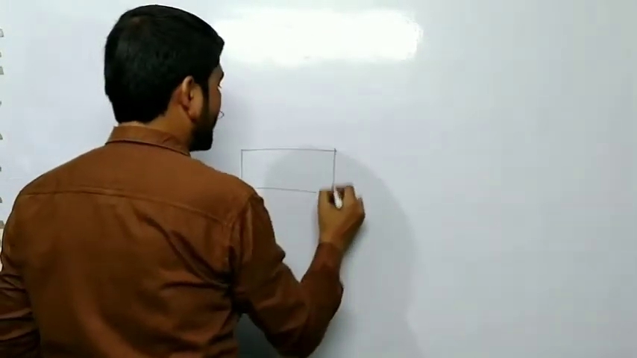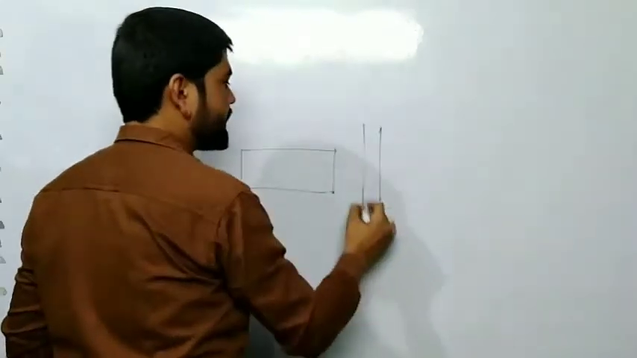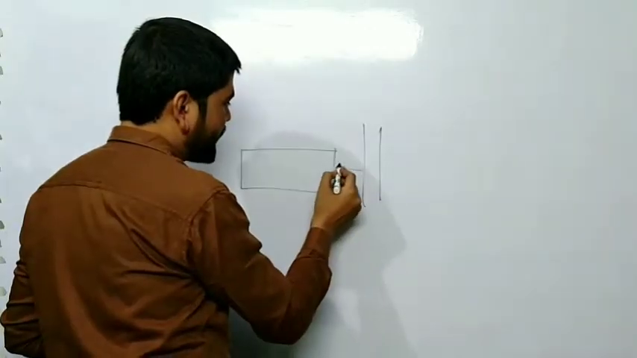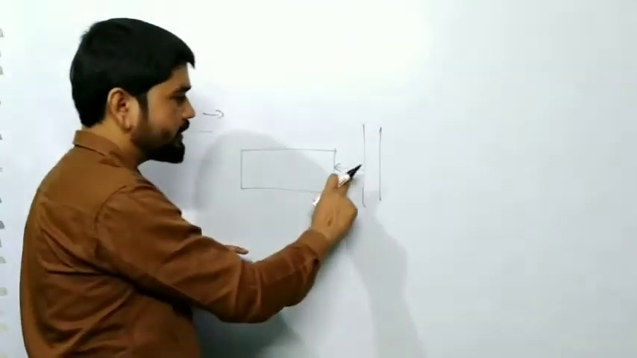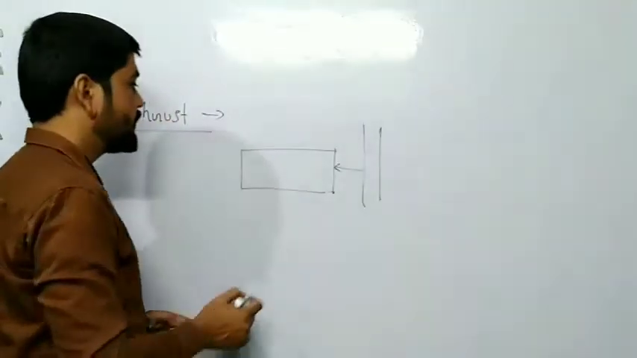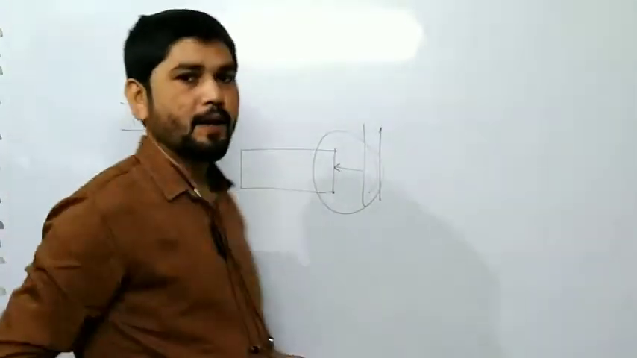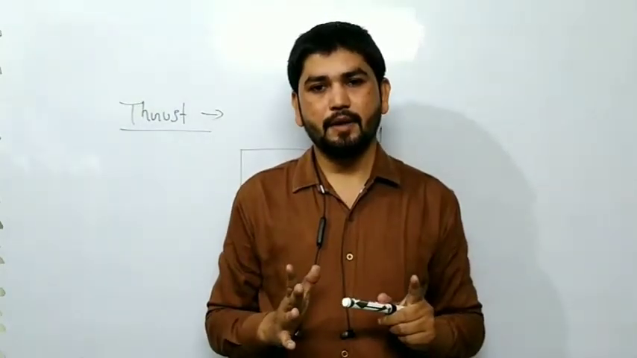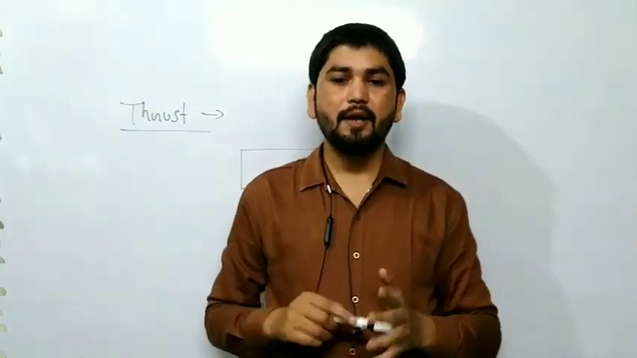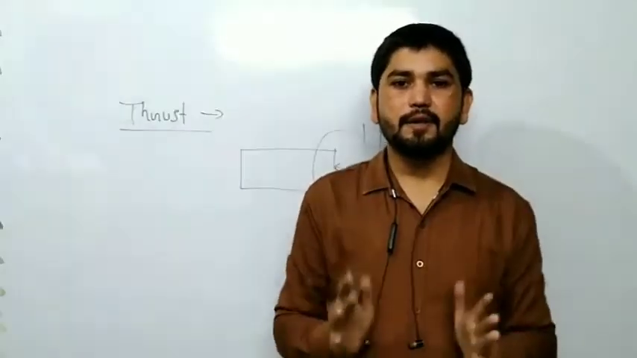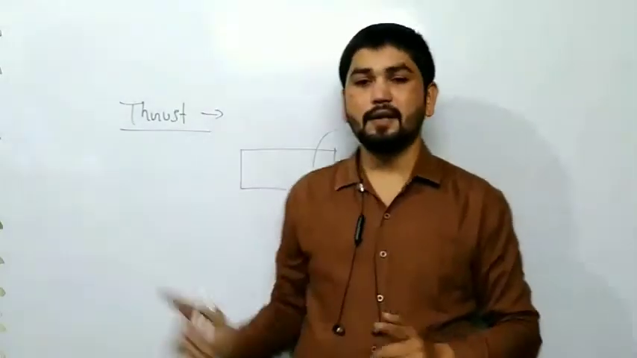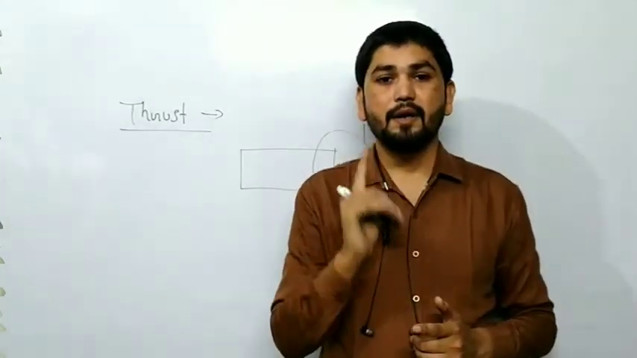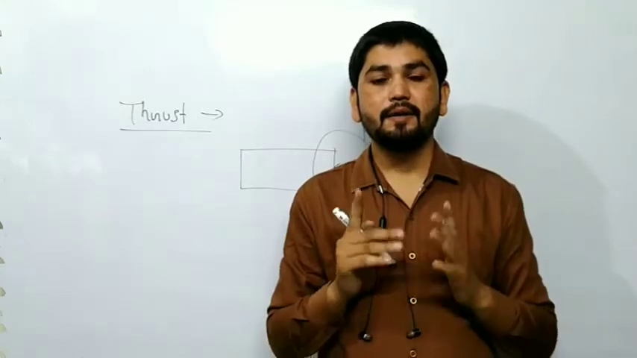Suppose this is the table, and you are standing here, so you will apply a force in this direction. So this force is perpendicular. Perpendicular force is known as thrust. Any force which is perpendicular is always known as thrust. So thrust is also a kind of force, but it is always directed at a right angle.